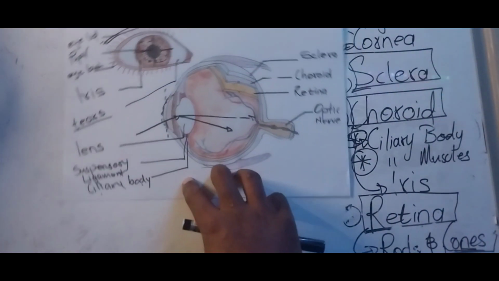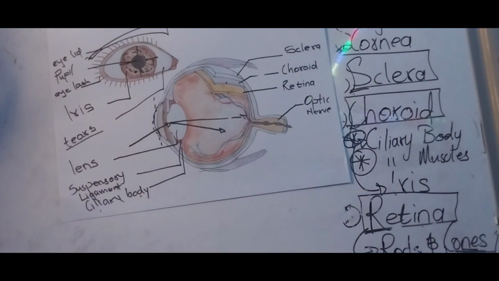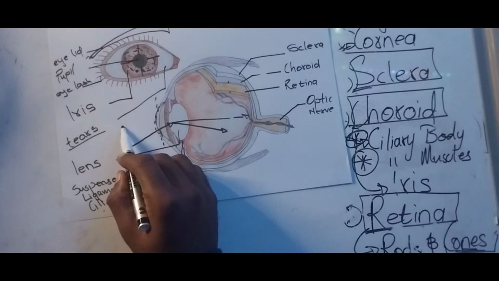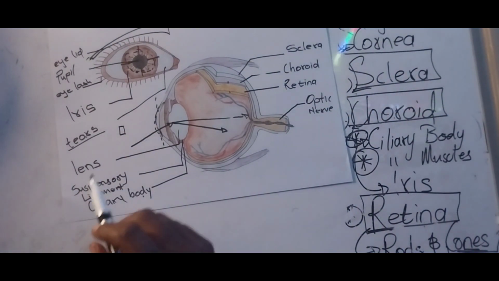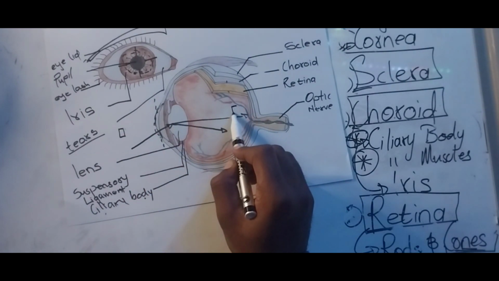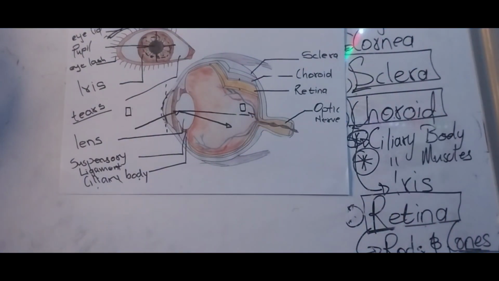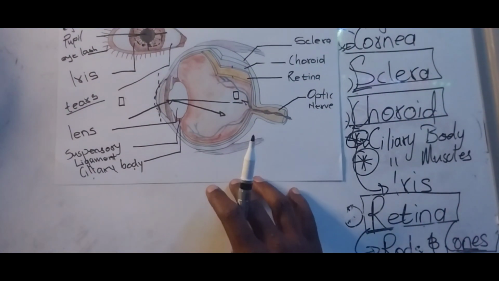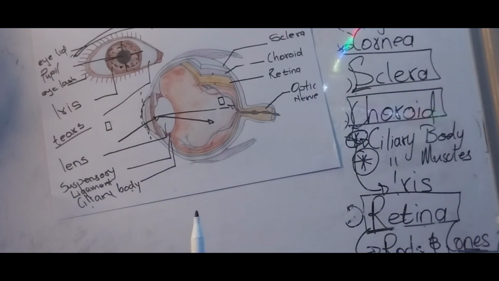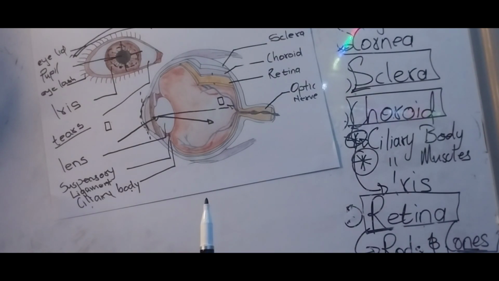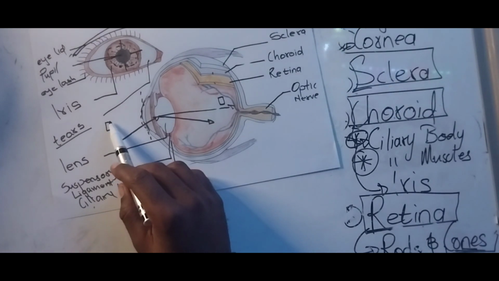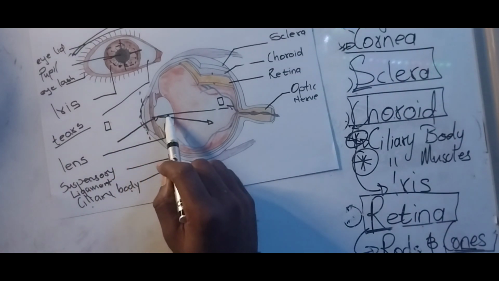What do we mean by short-sightedness? When you look at an object that is here, when we say short-sightedness, this object, when it enters the eye, is going to fall in front of the retina. That is short-sightedness, or myopia. As the object enters the eye, it is going to fall in front of the retina.